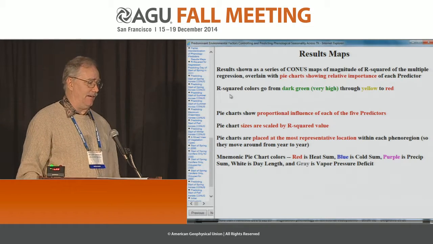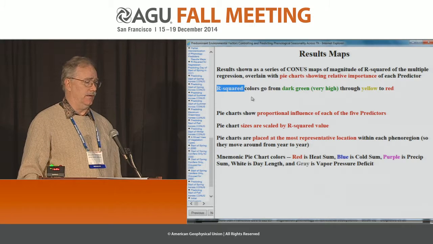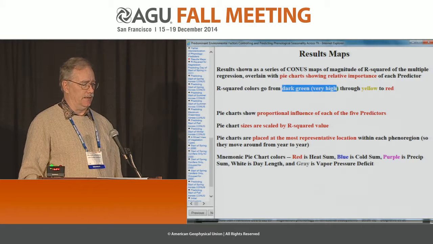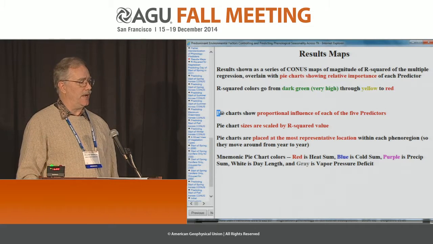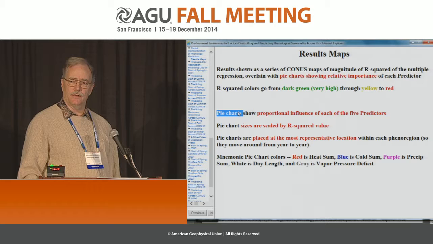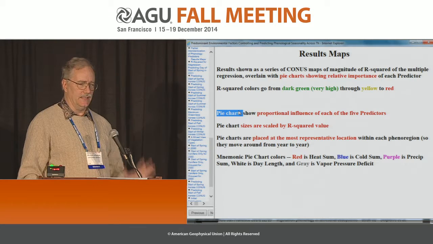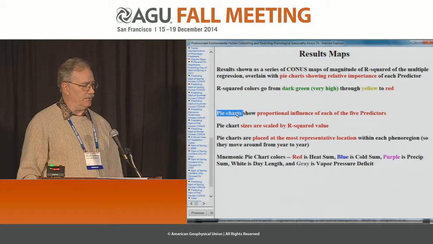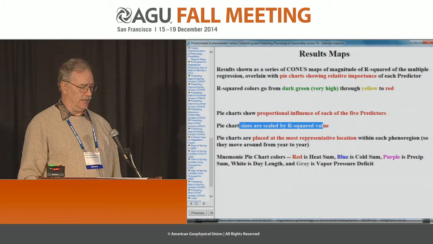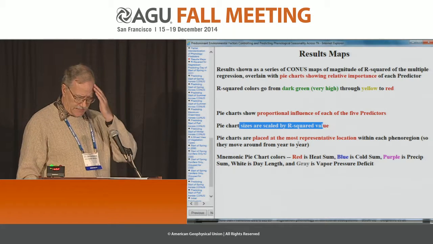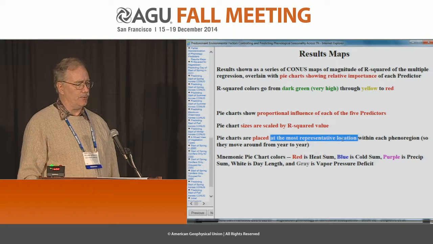The main background on most of these maps is the R squared of the relationship, and it goes stoplight colors, dark green to yellow to red. And I'm going to show you a series of pie charts. The pie charts that are superimposed on the map have one piece of pie for each of the 5 potential driver variables, and the idea is it'll show the proportional influence of each of these 5 predictors. And the pie chart sizes are also scaled by the R squared value. And we place the pies at the most representative location within each phenoregion.